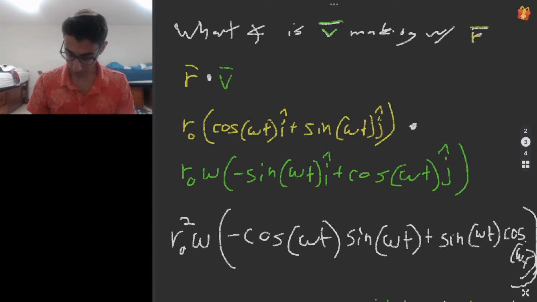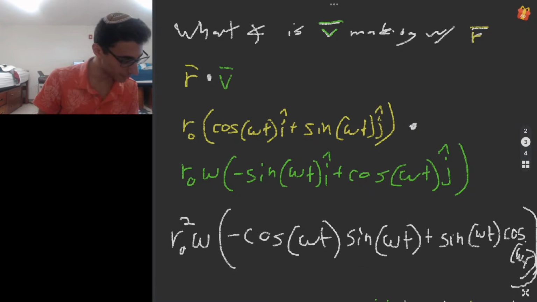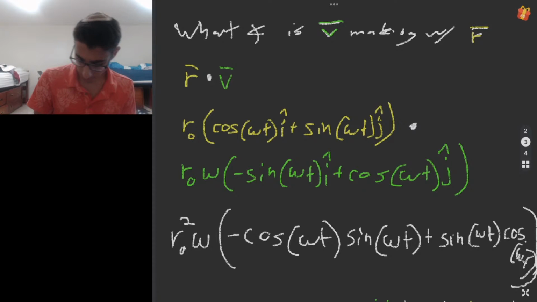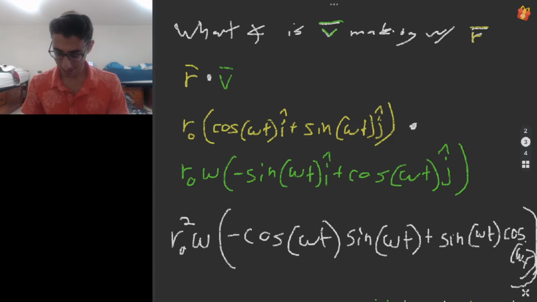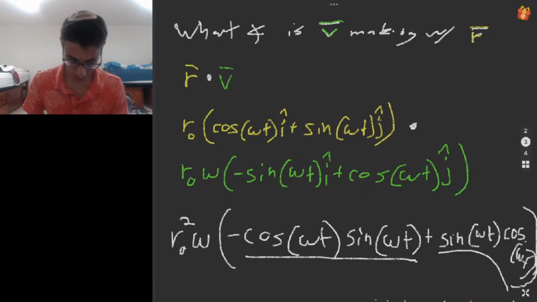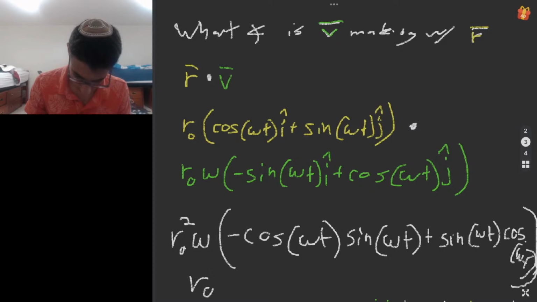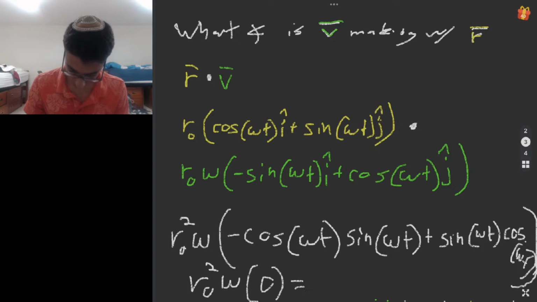Okay, so this is our dot product, and so far we've eliminated all the vectors. So now all we're dealing with is scalars at this point, which is great. So we could just evaluate all these things. Now the question is, how do we evaluate all these things? It's a wonderful question. If you notice, we don't have to do too much evaluation. It's just sine omega t cosine omega t minus sine omega t cosine omega t, which is just 0. So all of this simplifies to r naught squared omega times 0, which equals 0.